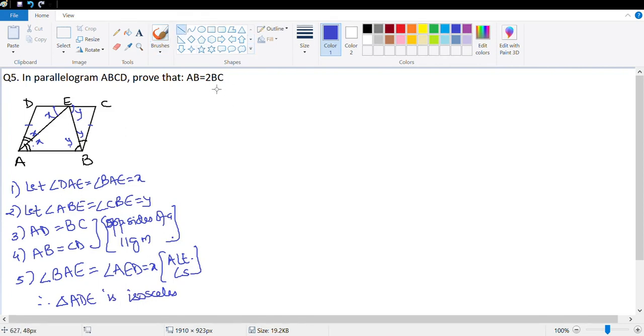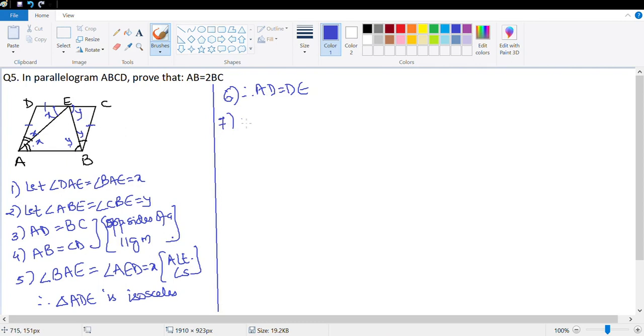What it means is, therefore, point number 6 would be, therefore AD is equal to DE. So AD and DE are equal. Okay, so we've got one part, and DE and BC are also equal because of this. Let's look at the other one.